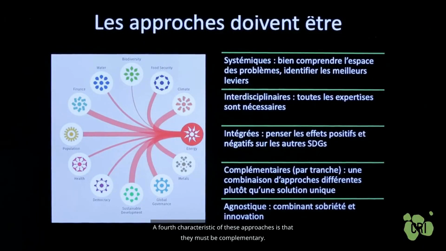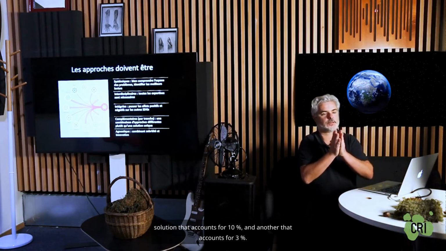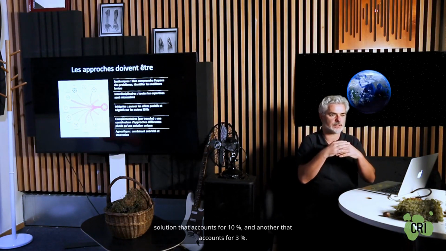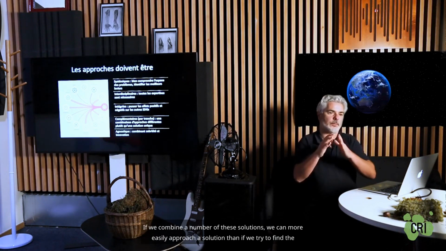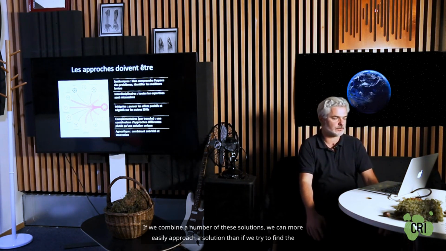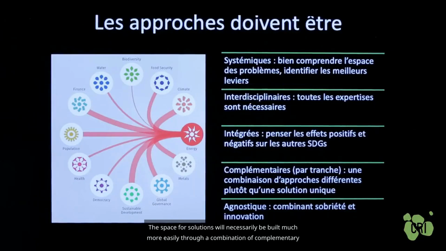A fourth characteristic of these approaches is that they must be complementary. If you imagine a pie chart divided into slices, you can have one solution that accounts for 5%, another solution that accounts for 10%, and another that accounts for 3%. If we combine a number of these solutions, we can more easily approach a solution than if we try to find the one solution that does everything. Indeed, the space for solutions will necessarily be built much more easily through a combination of complementary approaches than by a hypothetical single solution that would solve everything.